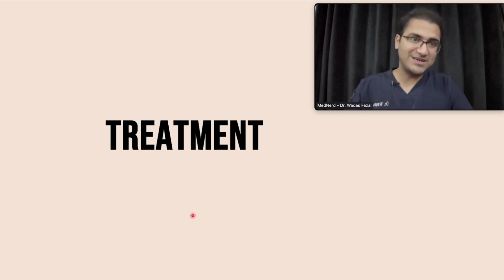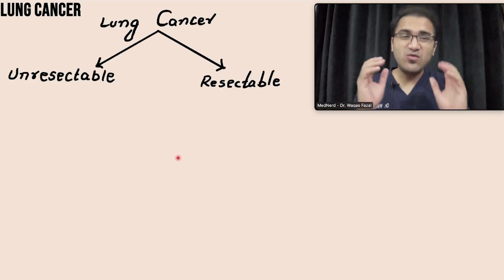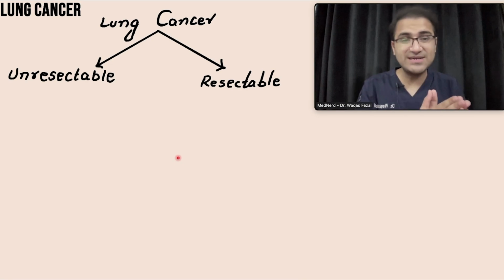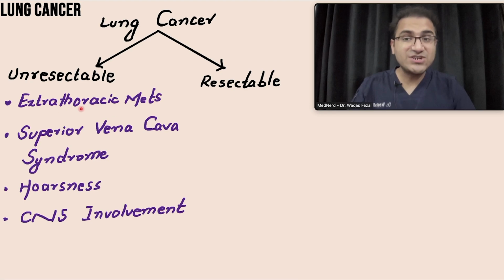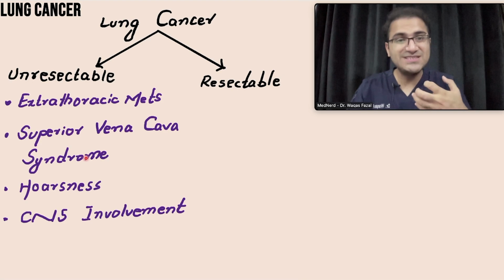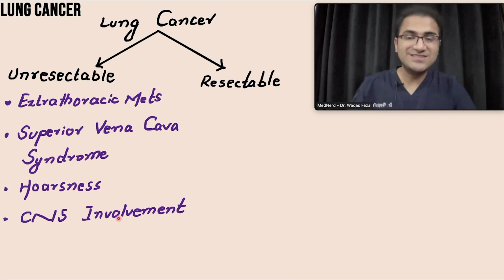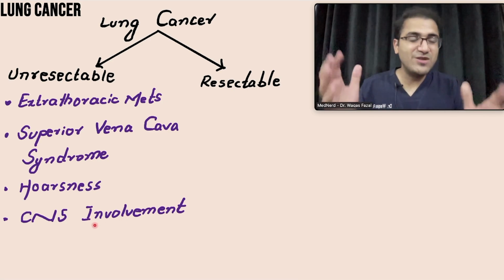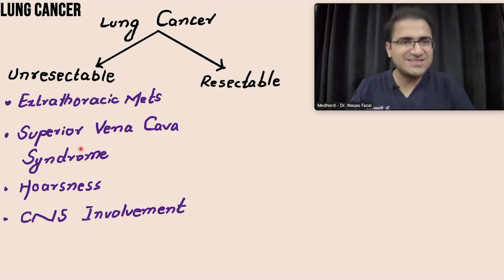Now coming to the treatment of lung cancer. Treatment of lung cancer is limited. The first thing you need to see is whether it is a resectable lung cancer or an unresectable lung cancer. Unresectable lung cancers are the ones where there are extrathoracic mets, mets to the bones, mets to the brain, mets to the liver. If there is superior vena cava syndrome, because the mass is compressing the veins, this cancer has most likely spread to other organs as well. If there is hoarseness, CNS involvement, or a huge pleural effusion, most likely these patients have unresectable lung cancer which won't respond to treatment. So palliative care is given in such cases.